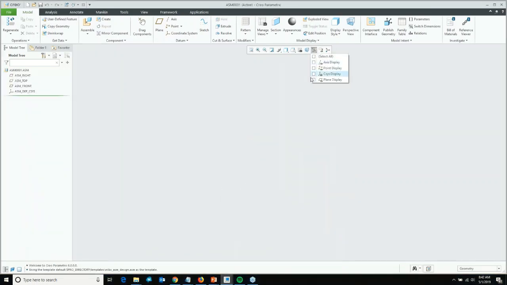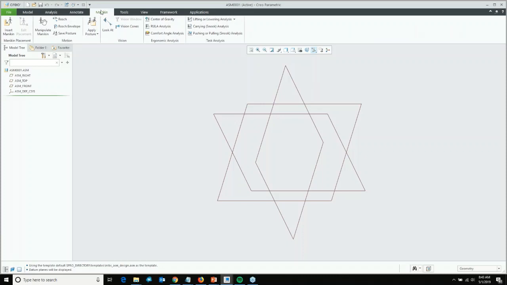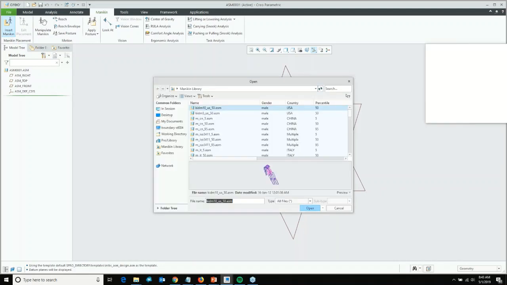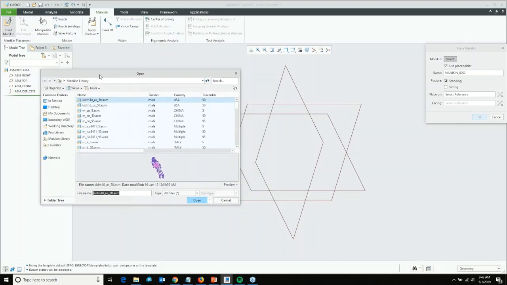In this case, the human factors module is contained in this tab over here called the Manikin tab, right? And basically, when I go here and say I want to insert a mannequin, the first step in human factors is specifying your target population, right?